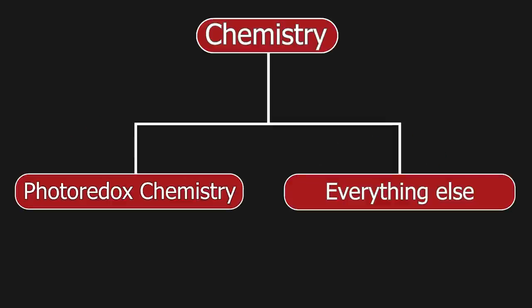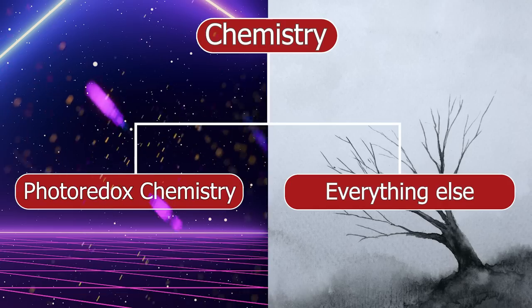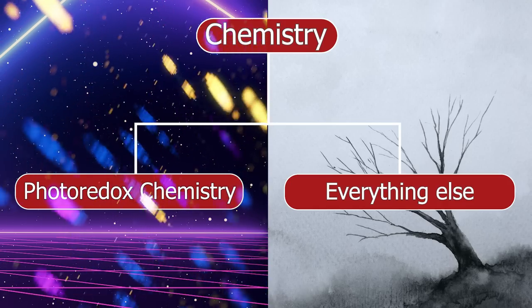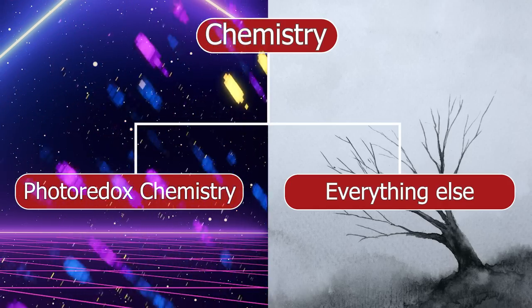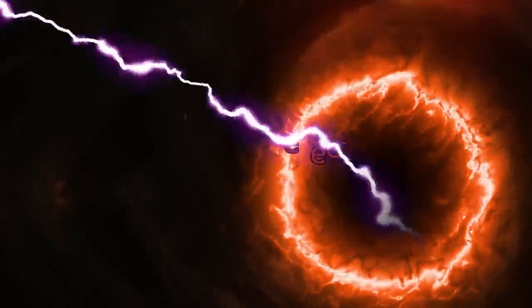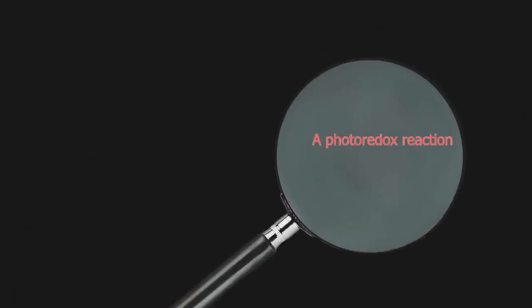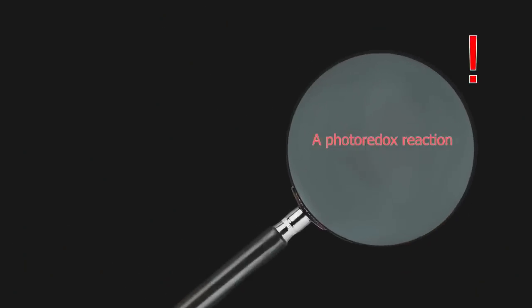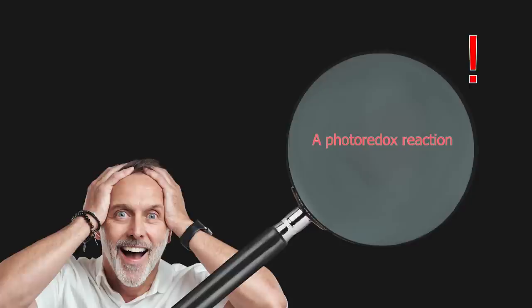Photoredox chemistry is a branch of chemistry that involves the use of light to drive chemical reactions, and is typically mediated by a class of molecules called photocatalysts, which absorb light and use the energy to facilitate an electron transfer. Photoredox reactions have gained significant attention in the field of chemistry due to their potential to selectively synthesize complex molecules.